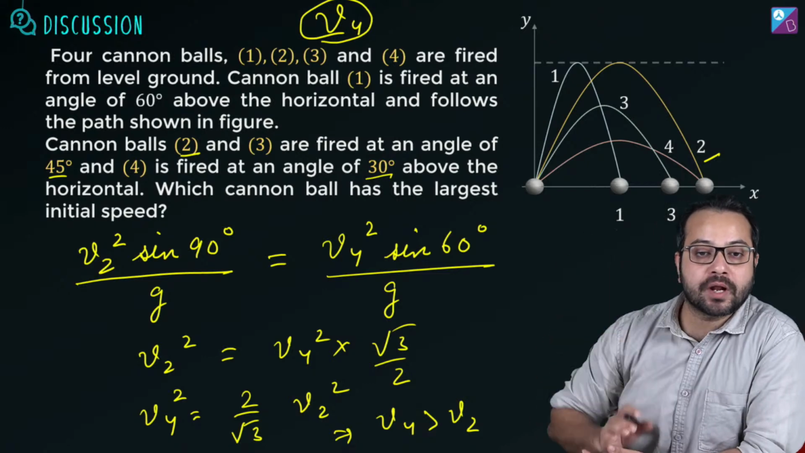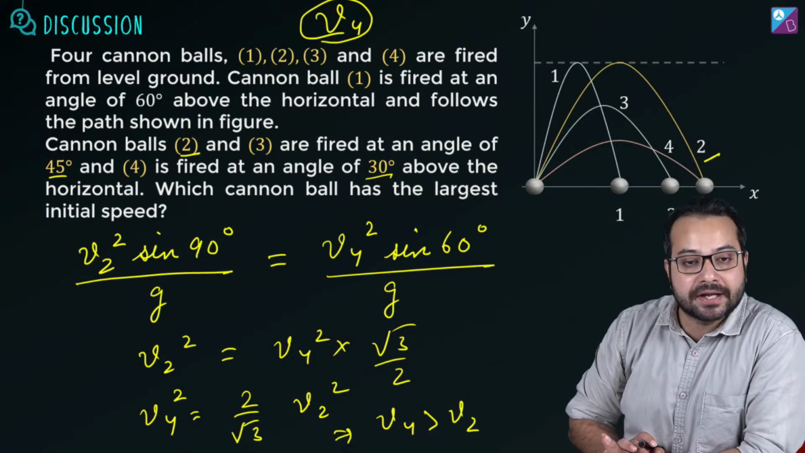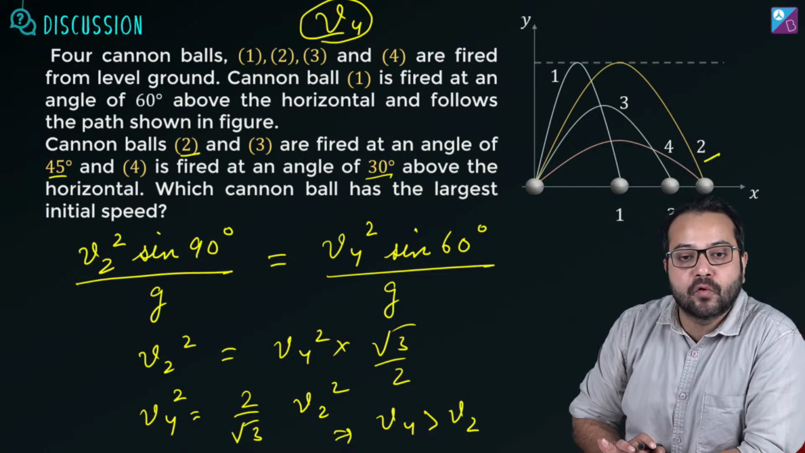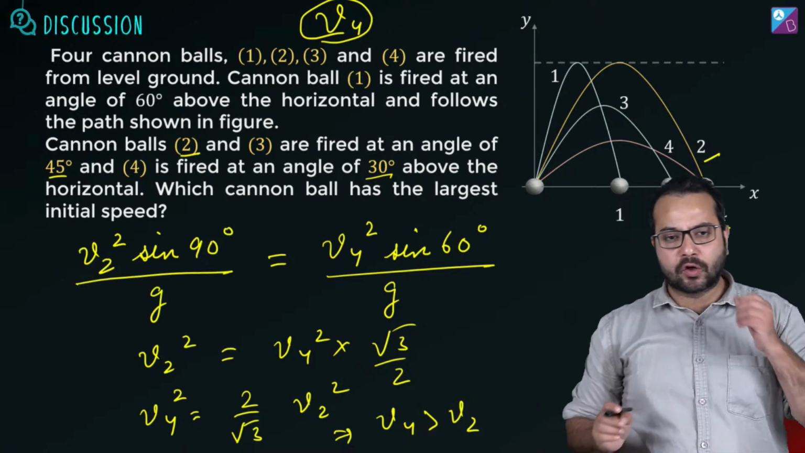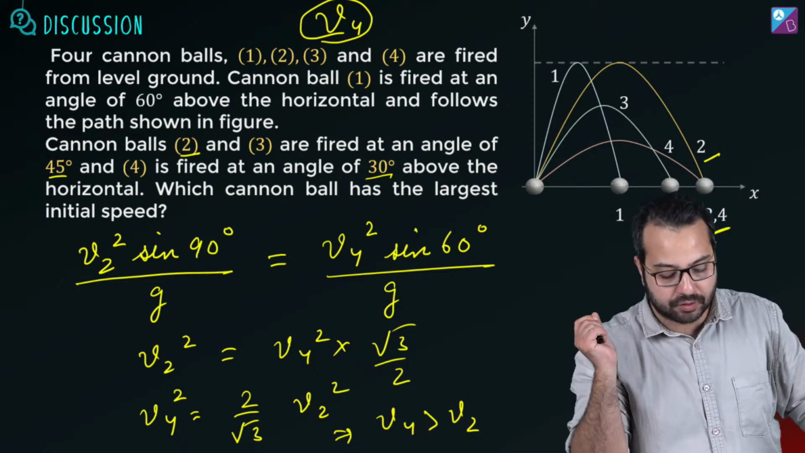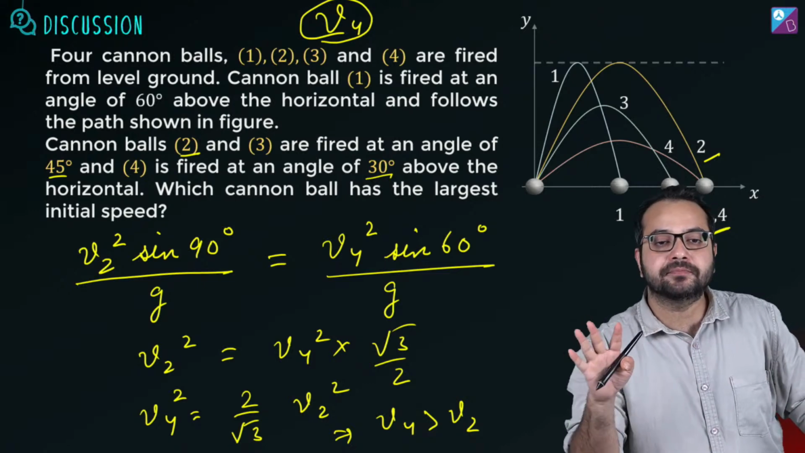So Astika is saying 4 has lower angle, which means for the same velocity its range should be lower than 2. But as both have the same ranges, it means 4 has larger velocity and thus 4 is the answer. Yes, absolutely, absolutely. Okay, clear?